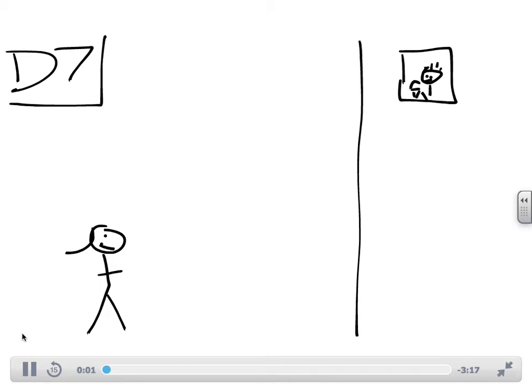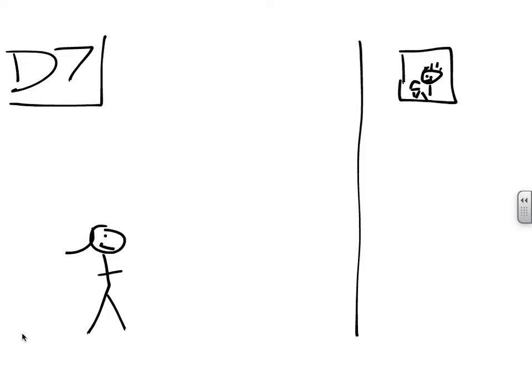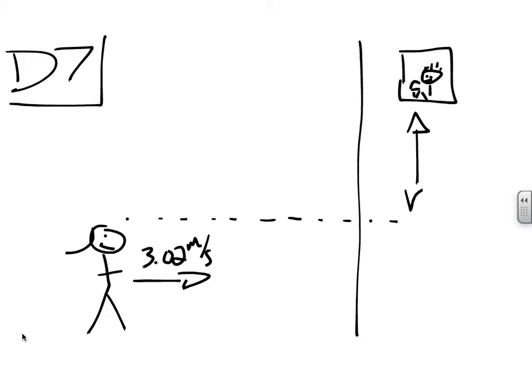In question D7, Joanna is traveling at a constant 3.02 meters per second and is about to travel under the window of a mischievous ice cream eater. If the window is 4.6 meters above her head, so this distance is 4.6 meters, how many meters ahead should he aim to hit Joanna?